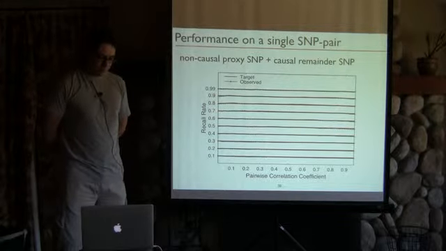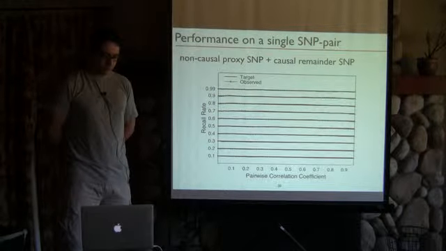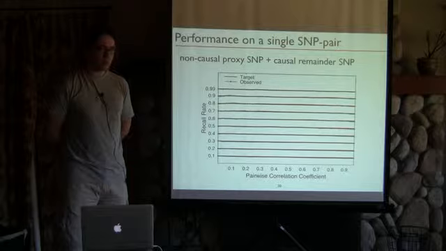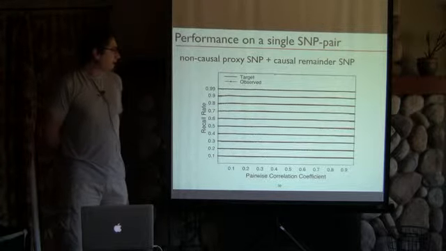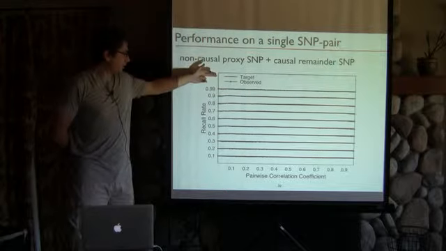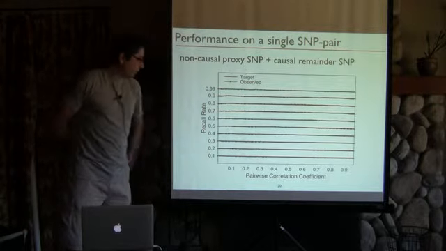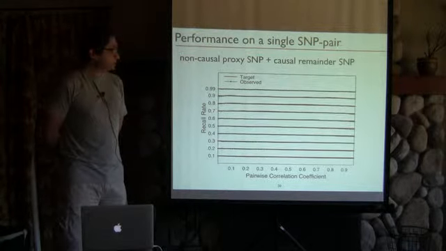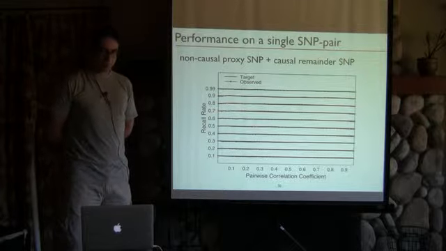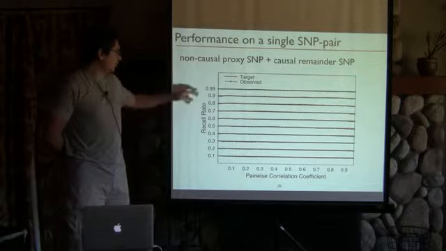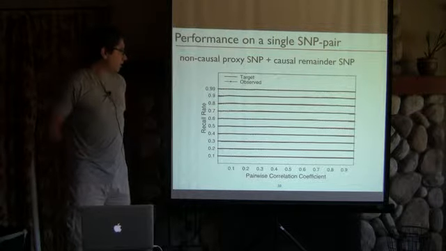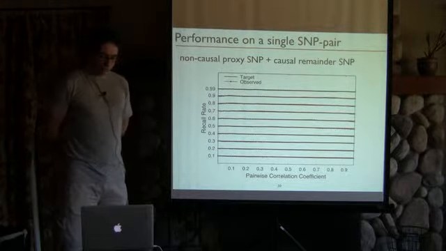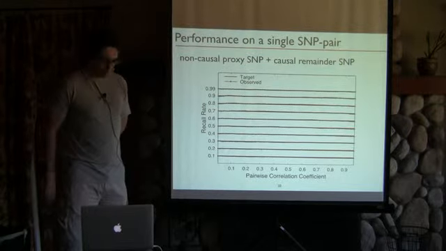This plot shows, for a pair of SNPs, one proxy and one causal remainder SNP, different values of target recall rates and different values of pairwise correlation between the SNPs. What we try to do is identify the threshold value, and check if the observed recall rate will match the target recall rate if we use that threshold value, and in the simulations this works perfectly well.